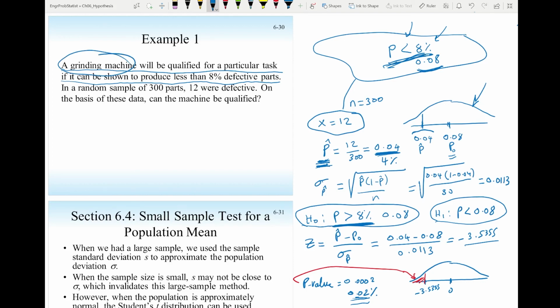Okay, this ends this video for hypothesis tests for proportion of a population. Next video, we will talk about small sample tests for a population mean.